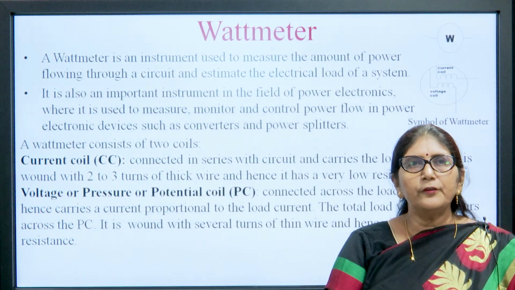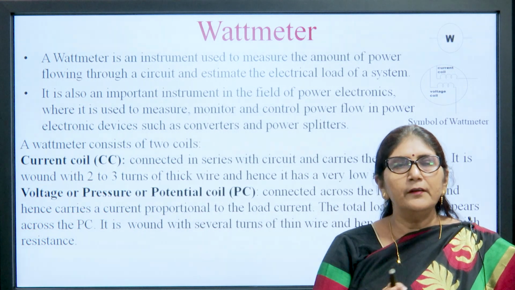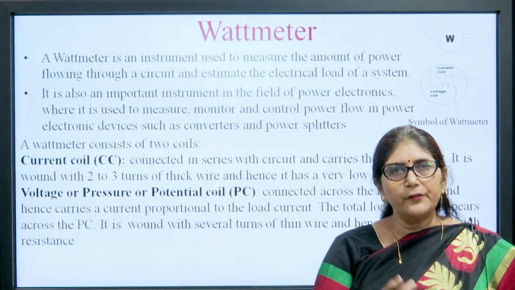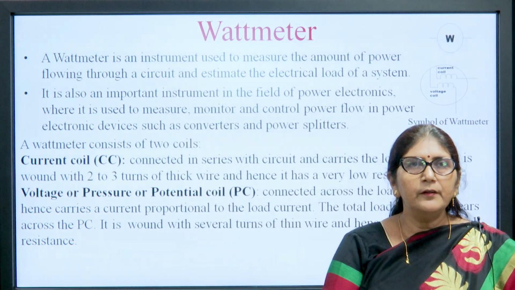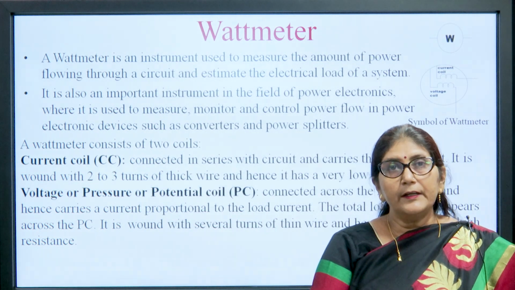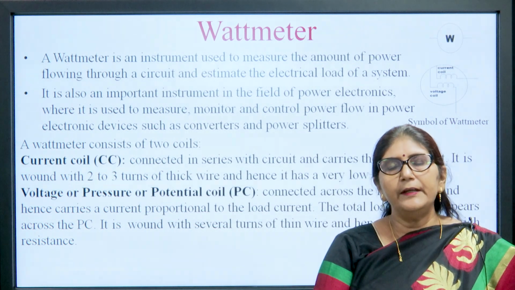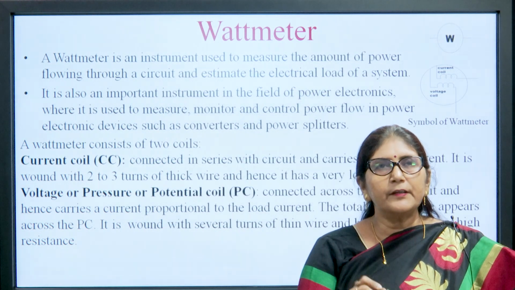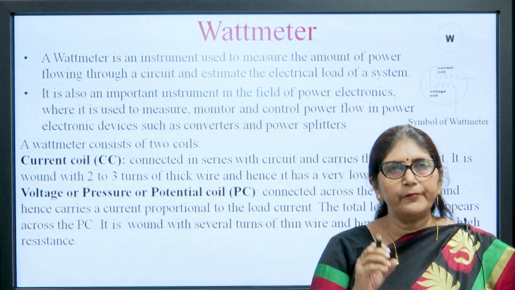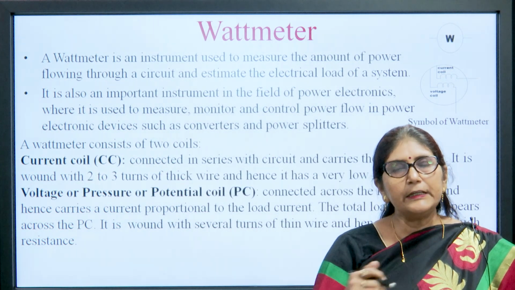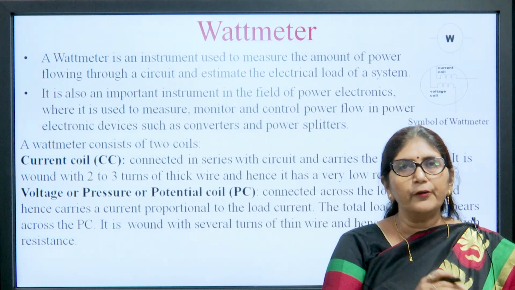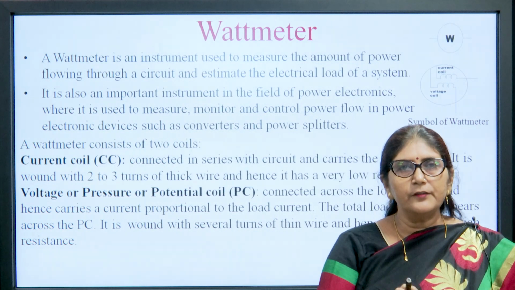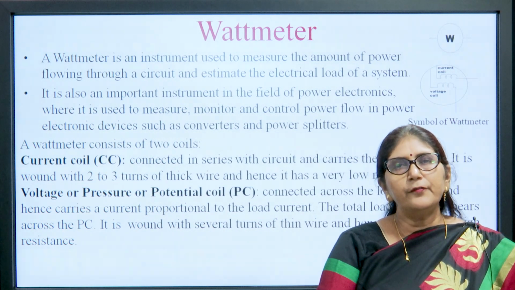Now, a wattmeter consists of two coils. Generally, a wattmeter consists of two coils: one is the current coil and the other is the voltage or pressure coil, also known as the potential coil. The current coil is generally connected in series in the circuit and carries the load current. Since it is connected in series, it should have very low resistance so that it can pass all the current flowing from source to load. So, the current coil has only 2 or 3 turns of thick wire and hence it has very low resistance.